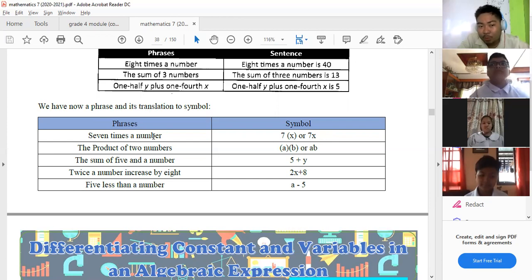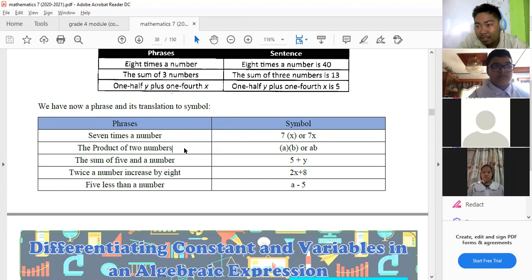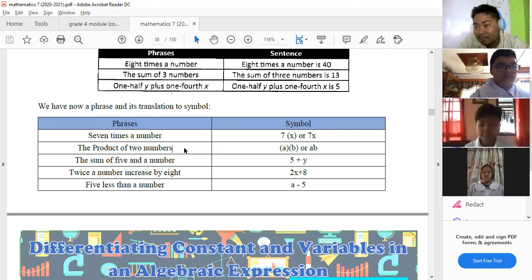Ito, the product of two numbers. Ibig sabihin, pinag-multiply daw yung dalawang number. So it can be xy, ab. So magkakasunod na dalawang letter. So that is the product. Okay? So pag pinag-multiply mo, magtatabi lang naman yung dalawang yan kasi nga hindi pa sila or wala pa silang number. Same as true with the first example dito. So that would be ab.